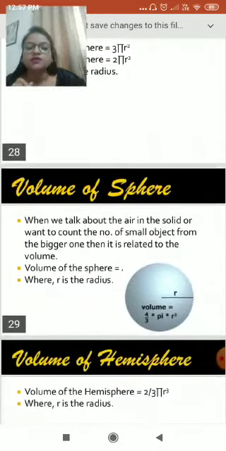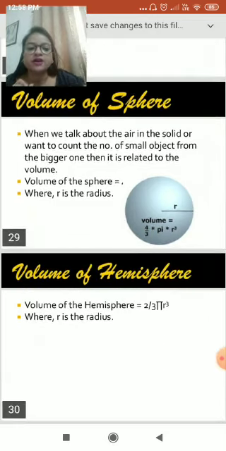Now the volume of the sphere. When we talk about the air in the solid or want to count the number of small objects from the bigger one, then it is related to the volume. So the volume of the sphere is equal to 4 by 3 pi r cube, where r refers to the radius, and the volume of the hemisphere will be half of the sphere, which is equal to 2 by 3 pi r cube.